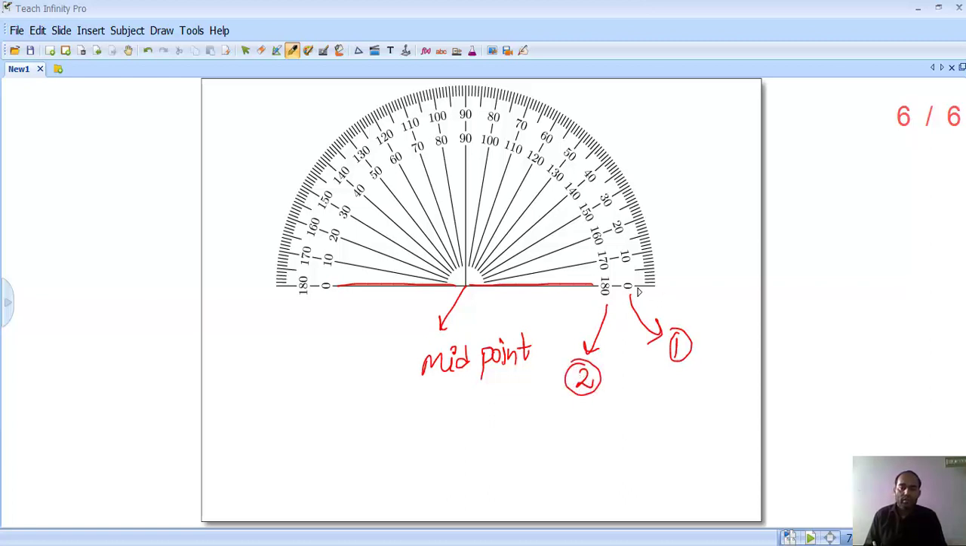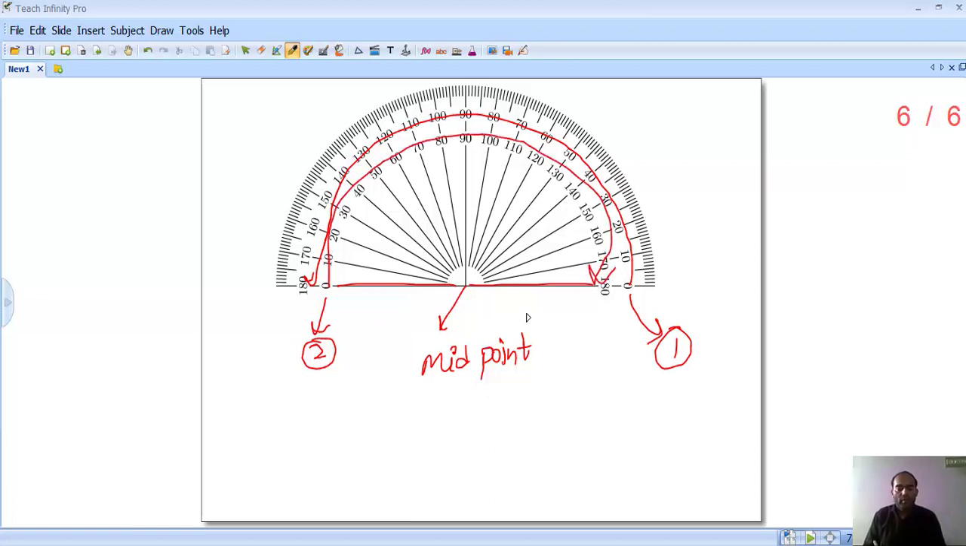Here it starts with 0, 10, 20, 30, 40 and goes up to 180. And here also it starts with, let me do one more thing. You can see this 0 here and the second 0 here. It starts with 0 and goes up to 180 degrees. It also starts with 0 and goes up to 180 degrees. Both the lines start with 0 and go up to 180 degrees.